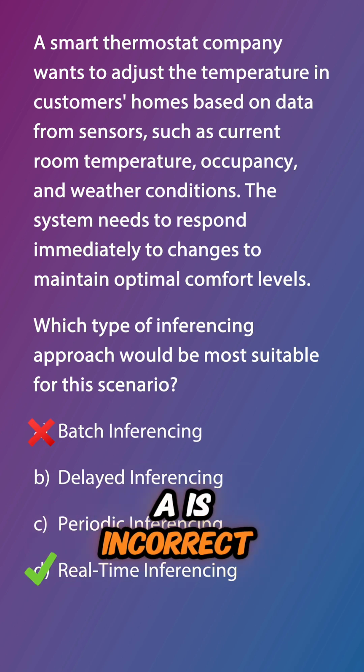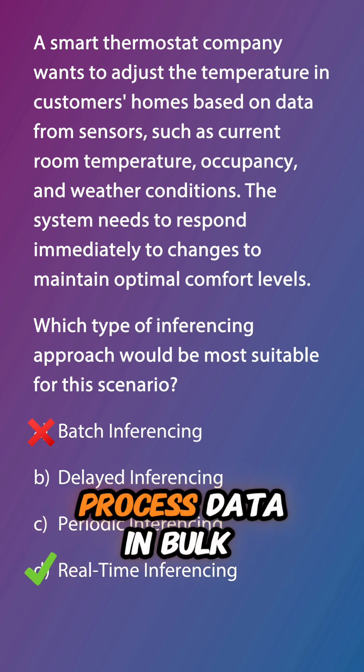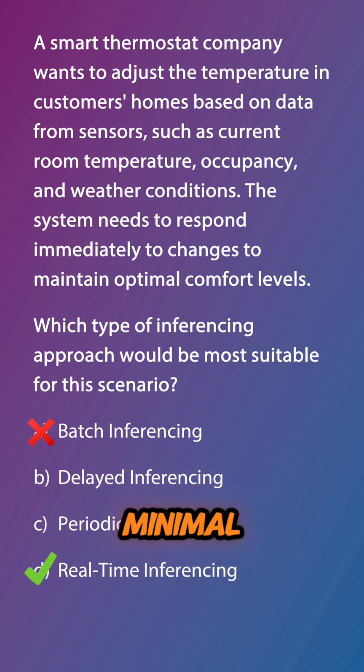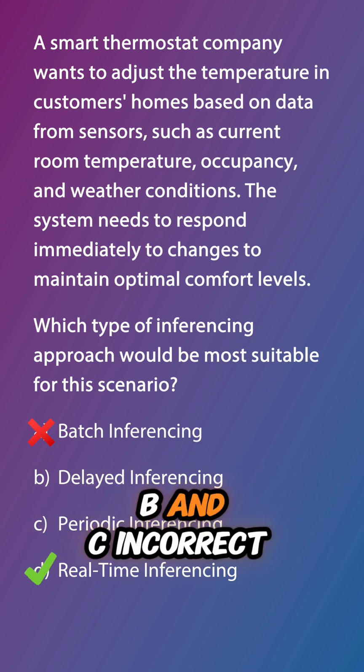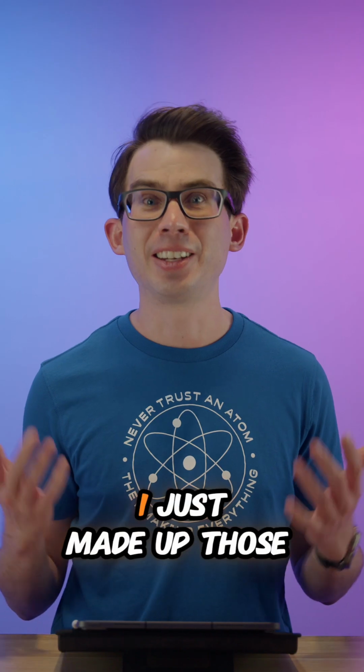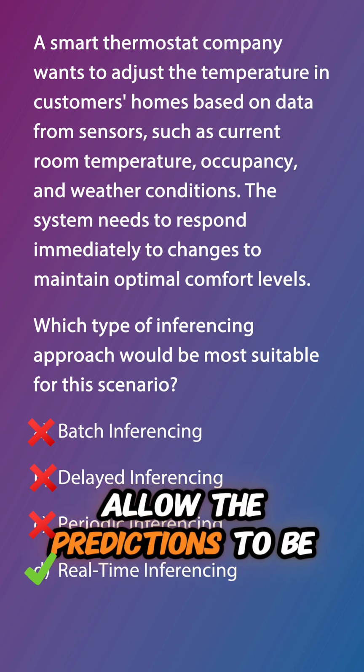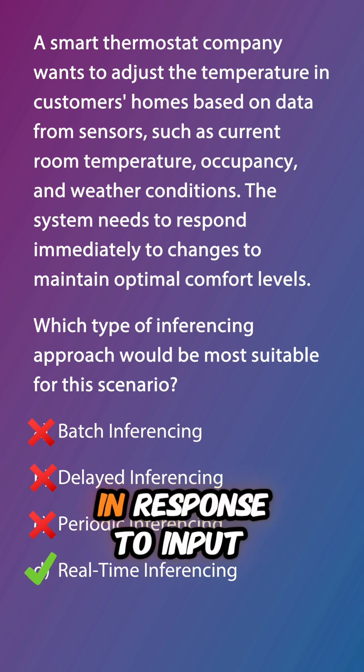A is incorrect because that is used when we want to process data in bulk rather than needing responses immediately with minimal delay. B and C are incorrect because, well, I just made up those options. And D is correct, as we discussed, because that will allow the predictions to be provided immediately in response to input data.